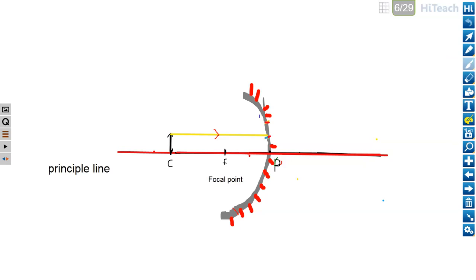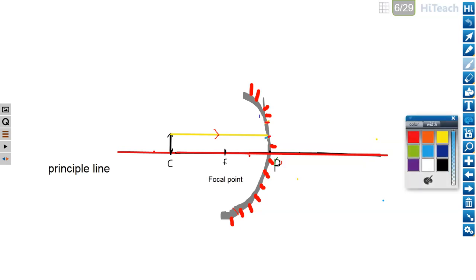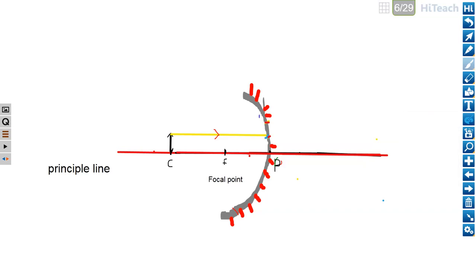Each line that you draw, you have to use a ruler. Here I'll use a blue color to represent the reflected ray, passing through the focal point. So the ray that is parallel, how will it be reflected? It will be reflected passing through the focal point. Use the ruler and put the direction to show that it is reflected.